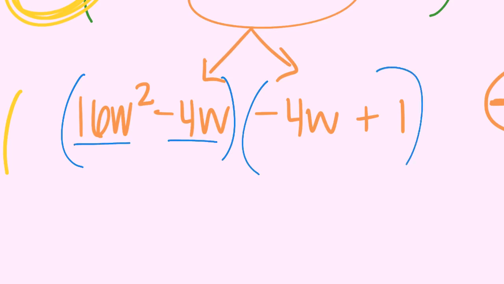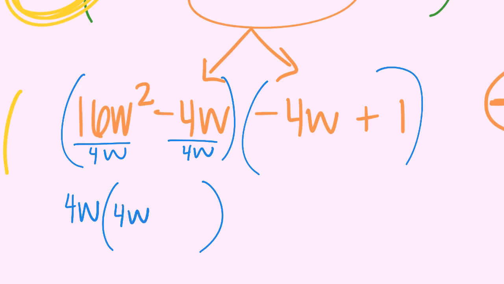And what goes into both of these? Looks like 4w. 4w can go into both of those. So if I divide by 4w, the first term is going to become 4w. And then the second term is going to become minus 1.